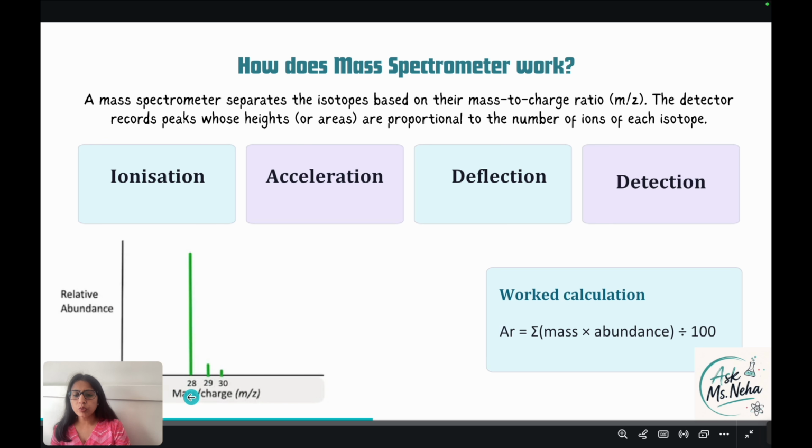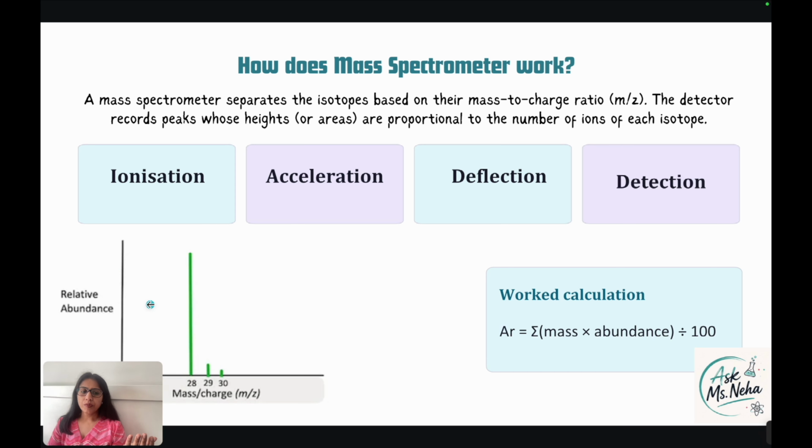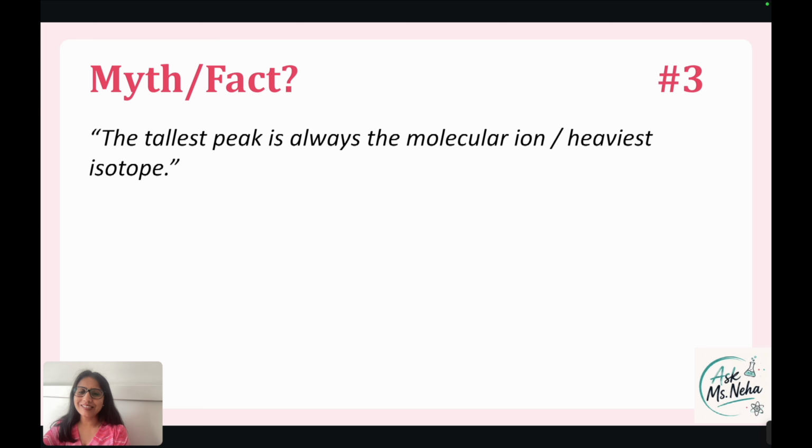So in this case, you see 28 is the lighter isotope and 30 is the heavier isotope. Now it depends upon which isotope is deflected most will be related to a taller peak and greater relative abundance in nature. So in this way, we can now find out of a given sample what was the mix of isotopes, and we correlate it with its natural presence, and in this way we can find the relative atomic mass of any given sample. Okay, another statement to analyze is: the tallest peak is always the molecular ion or the heaviest isotope. Let's see further.